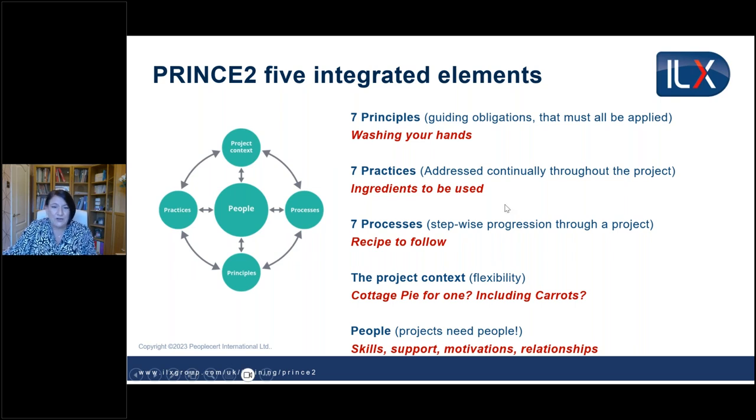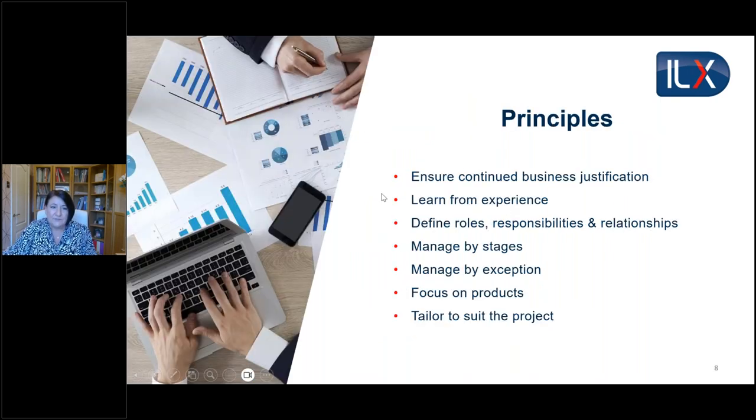Now, some of these we're going to have a look at a little bit closer. First of all, the principles. So they're all listed down here. The first one, ensure continued business justification. Now we need to make sure that the investment in the project is justified for the business. And we would do that at the beginning of the project. But as we go through the project, things evolve and change. So at key points, we would update the business case, which is documenting the justification, to see whether we've still got a viable project to continue with.